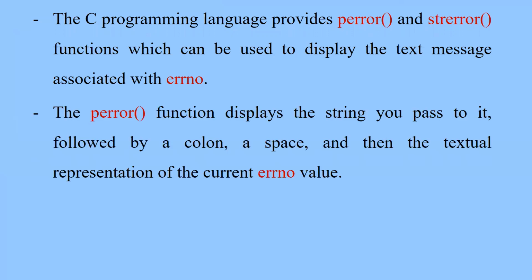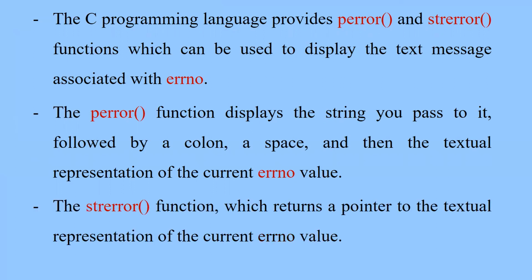The perror function displays the string you pass to it, followed by a colon, a space, and then the textual representation of the current errno value. The strerror function returns a pointer to the textual representation of the current errno value.